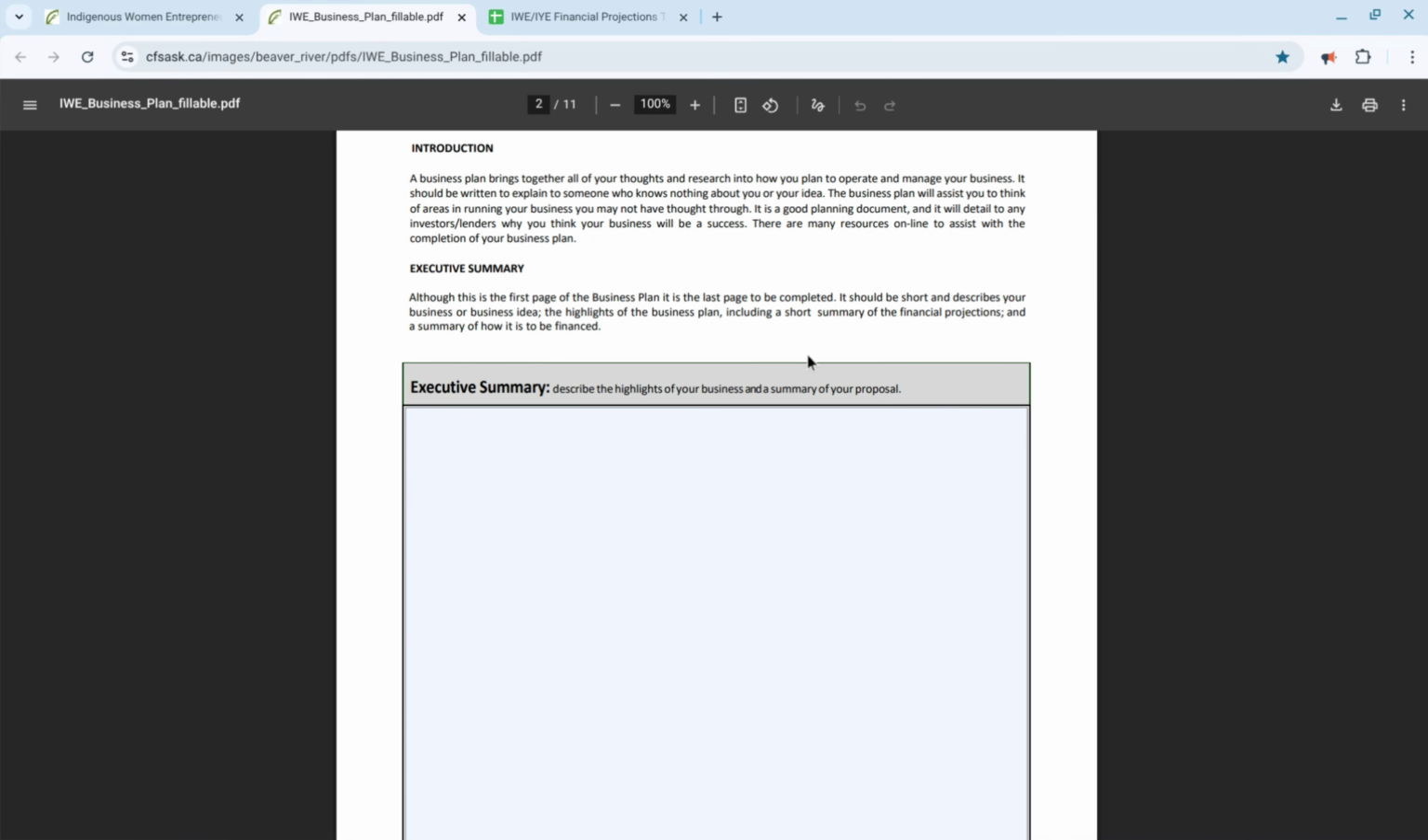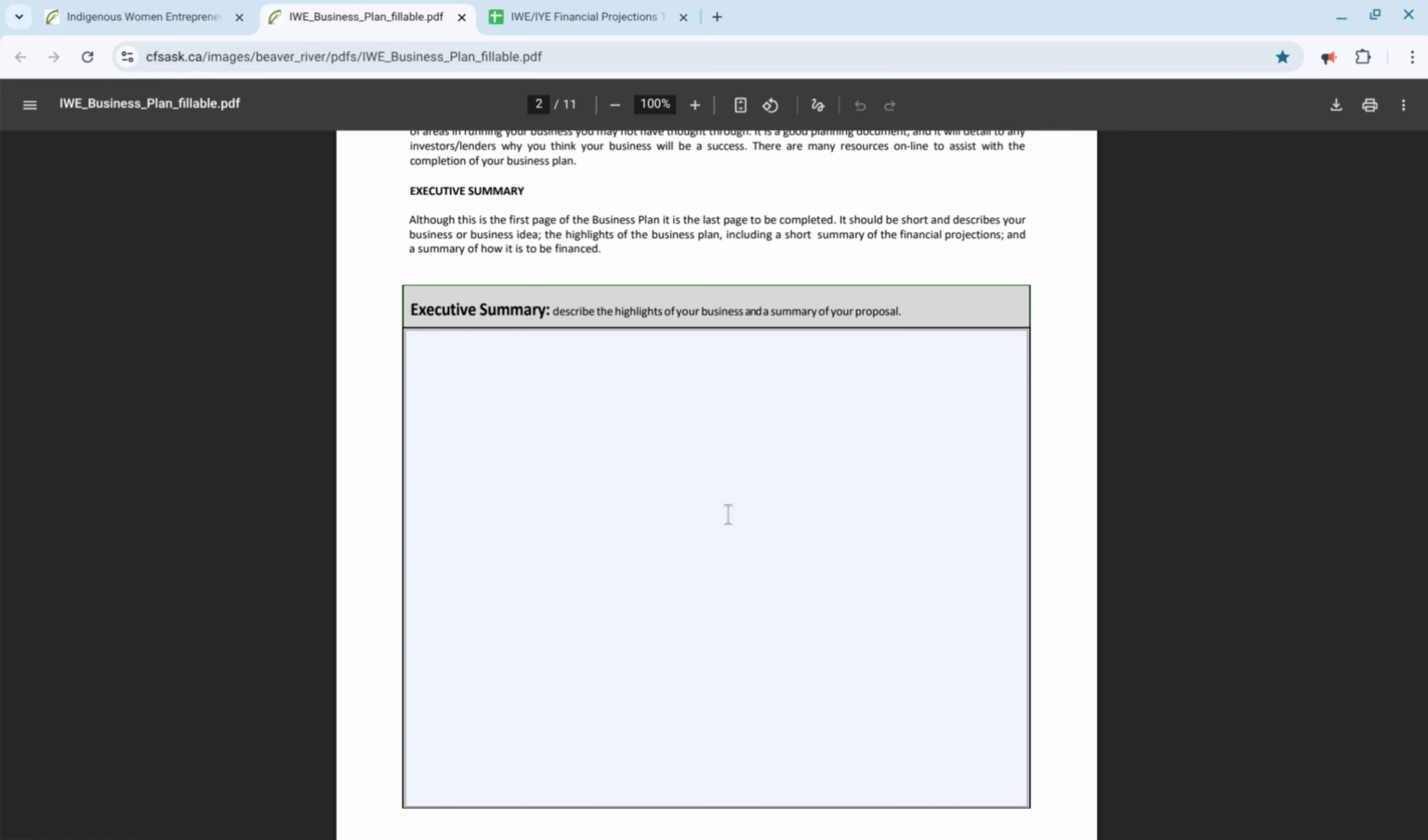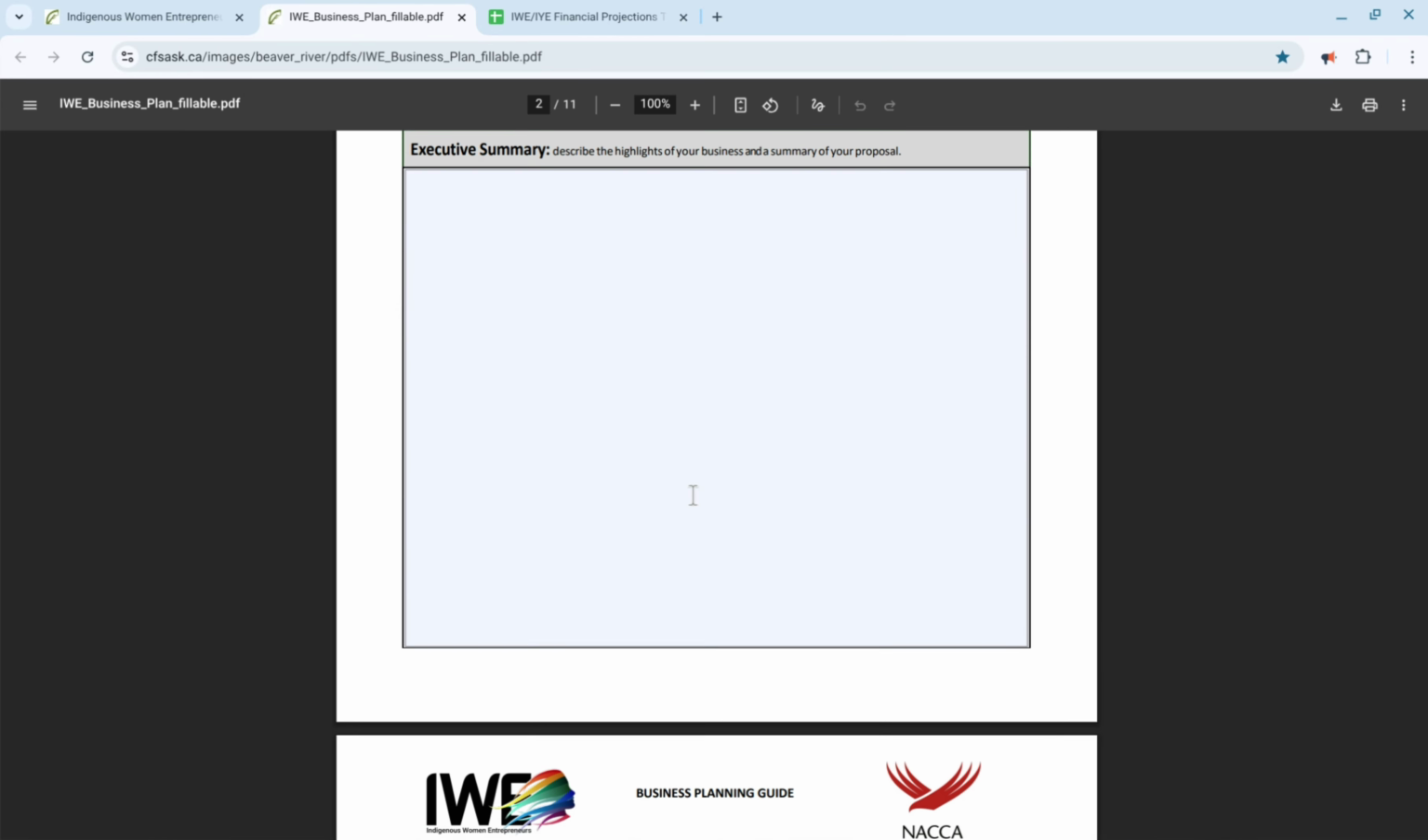It also includes a short summary of the financial projections and a summary of how it is to be financed. So you can touch on those points as well, how you're actually going to be financing or funding the business. And then a summary of the financial projections. What are you anticipating the startup cost to be, and revenue in the first year and expenses in the first year and things like that. So you can keep that very brief while still covering all those important points. And again, this is at the start of this PDF, but you can come back to this at the end and fill in the information there.